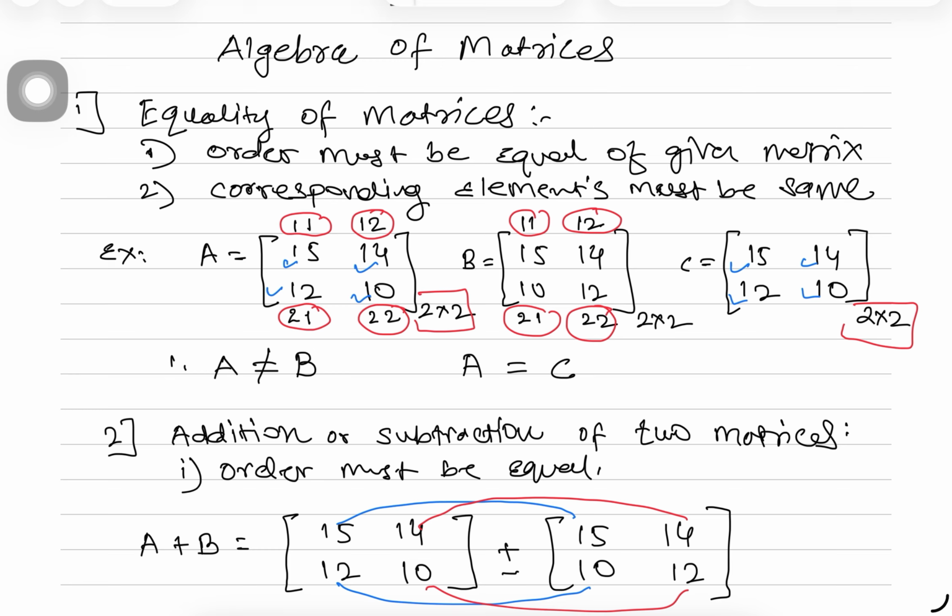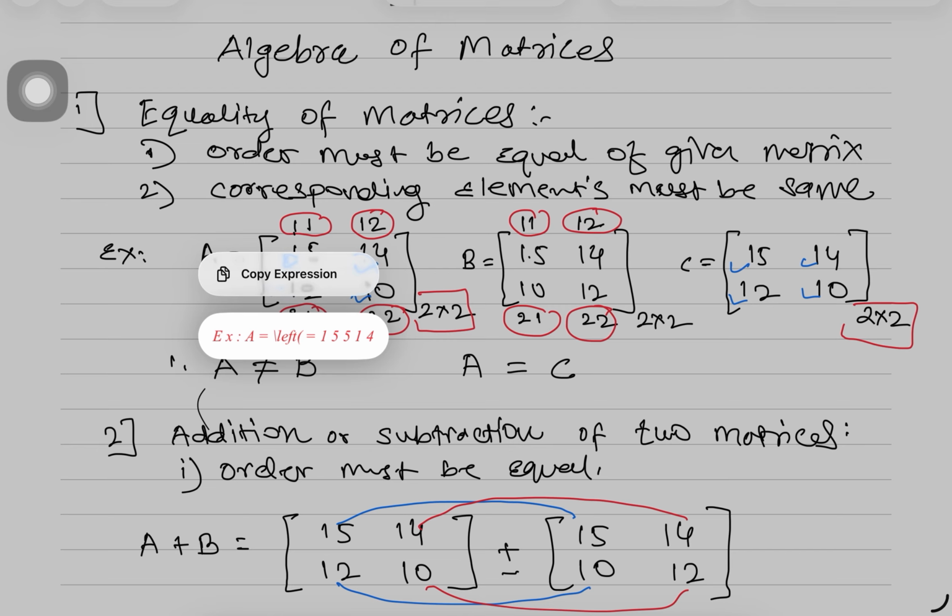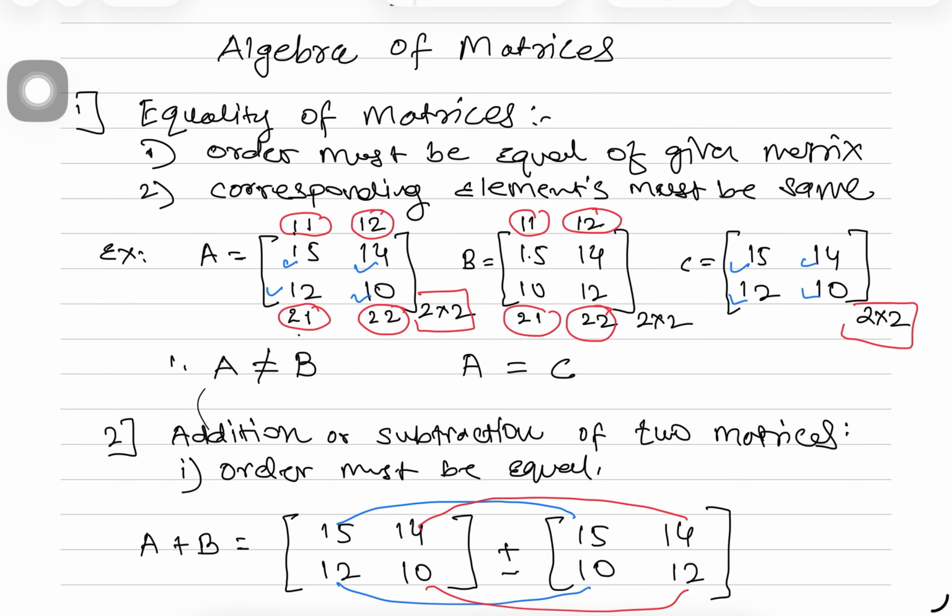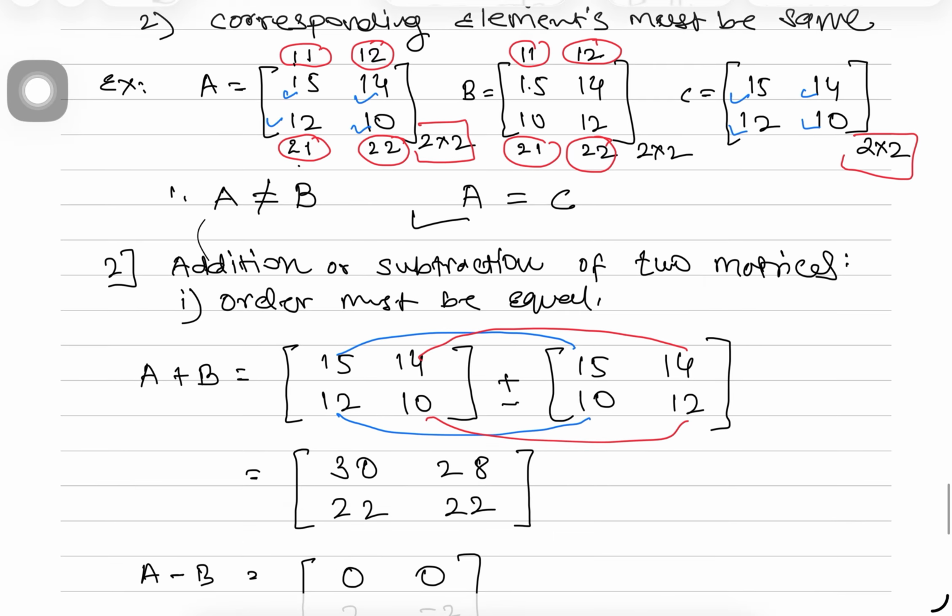So if we match by the coordinates, 1,1 is 15, 1,2 is 14. The 2,1 coordinate is 12, but over here it is 10. The 2,2 coordinate is 10, but over here it is 12. So A is not equal to B, but if we check A and C, they are equal by the order, by the coordinates, and by the elements. So A is equal to C. This is known as the equality of matrices. Same for 3 cross 3.